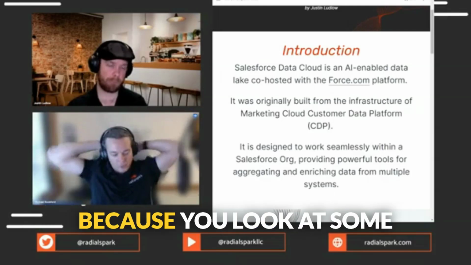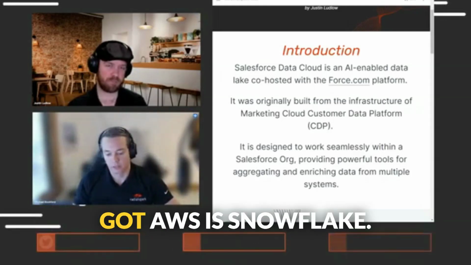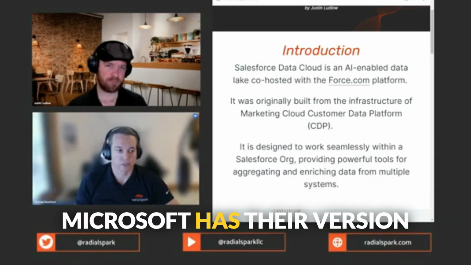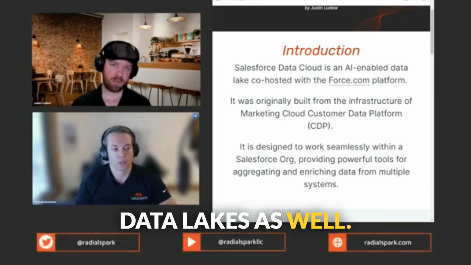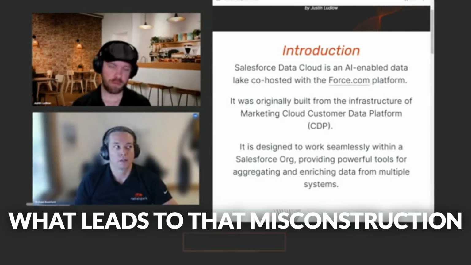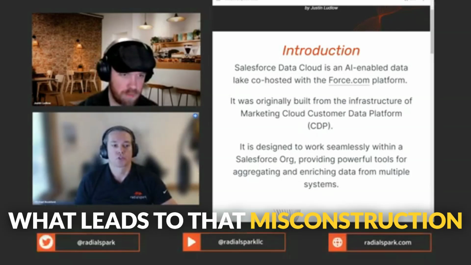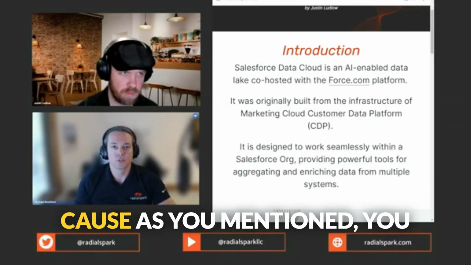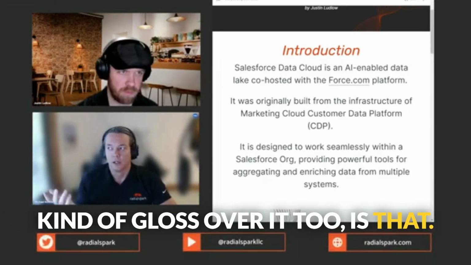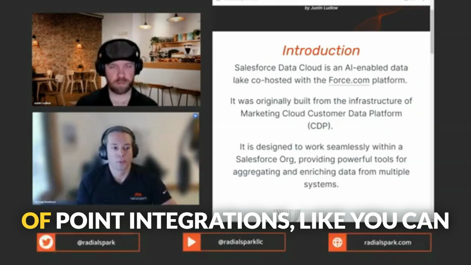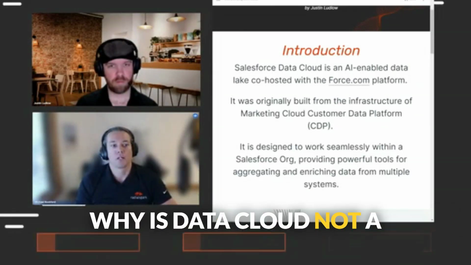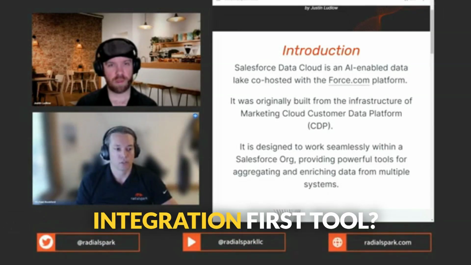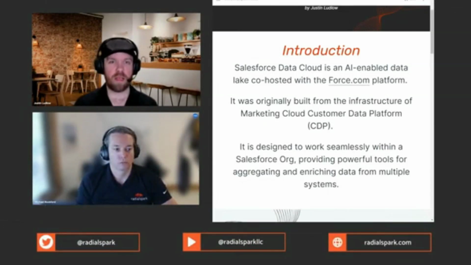So how did that come about? Because you look at some data lakes, like again, you've got AWS and Snowflake. Microsoft has their version. Oracle's got theirs, right? They've got homegrown data lakes as well. What leads to that misconstruction of Data Cloud being a data lake? Because as you mentioned, you kind of gloss over it too, it has a lot of point-to-point integrations. You can do some data manipulation in there. Why is Data Cloud not an integration-first tool?